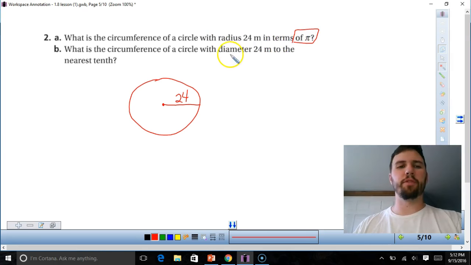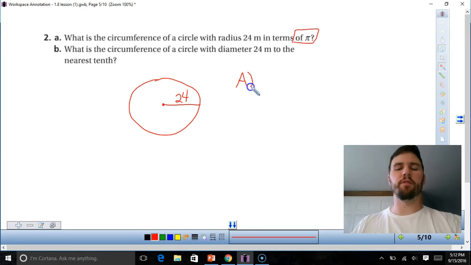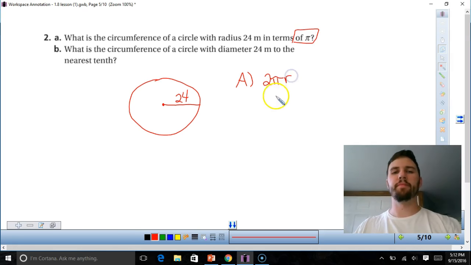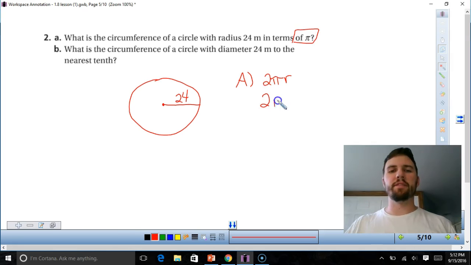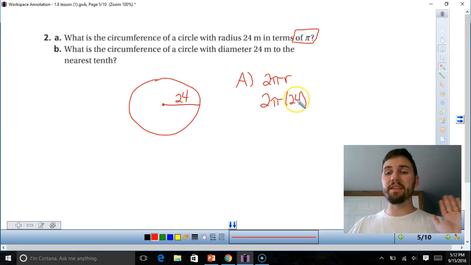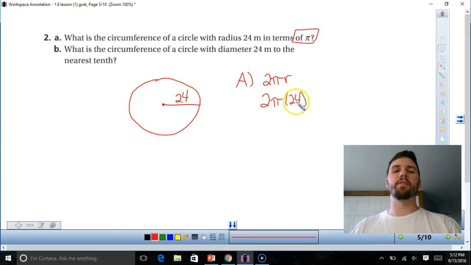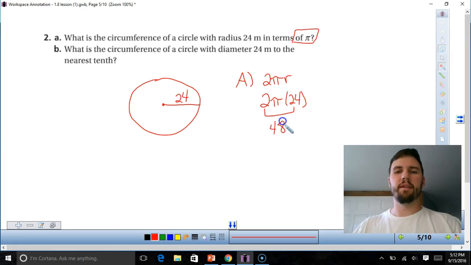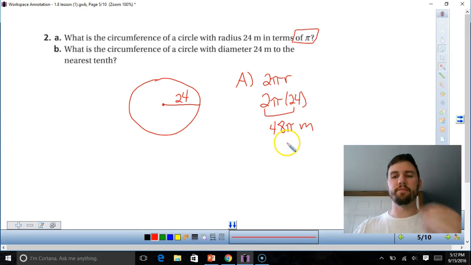So, what's the circumference? Our formula for circumference is 2 pi r. Our radius was 24. Now we've got to leave pi in there, so we treat it like a variable, like x. So what's 2 times 24? 48 pi meters. That's our answer. Just leave pi in there.